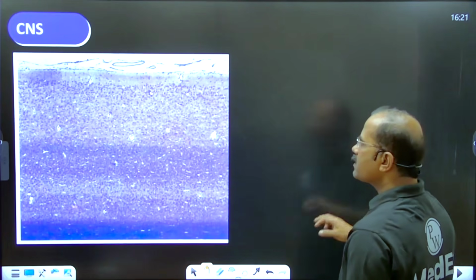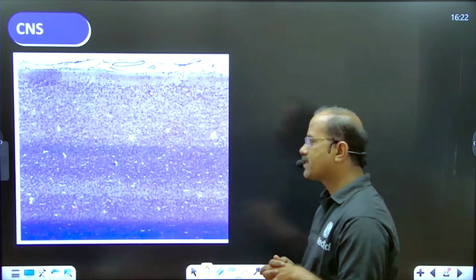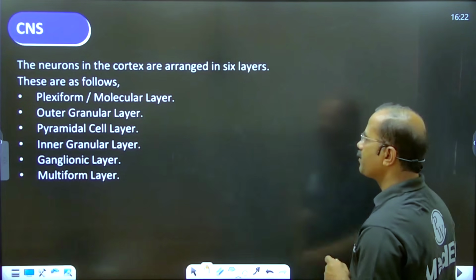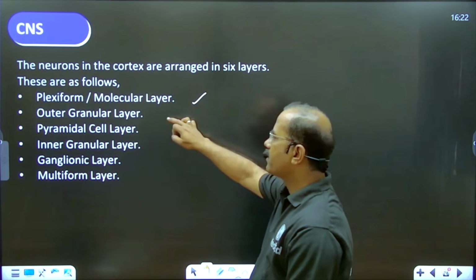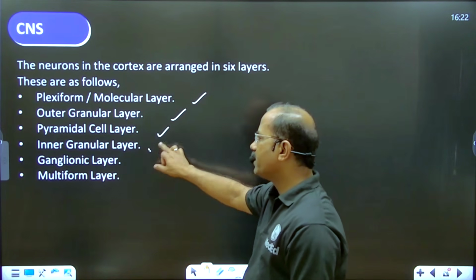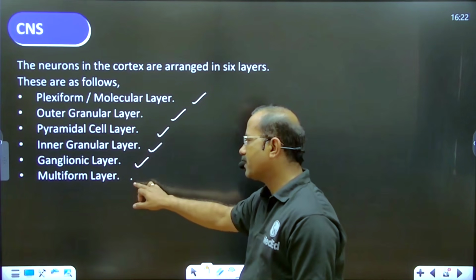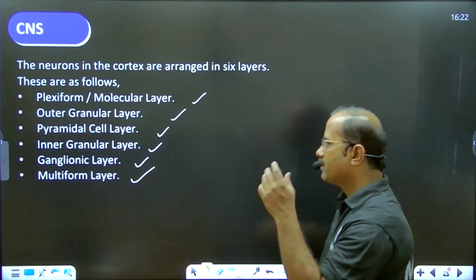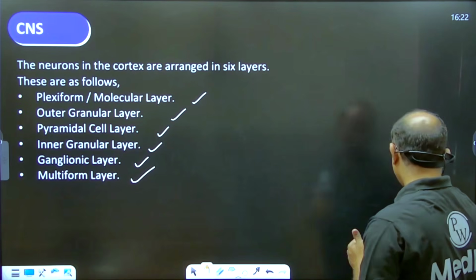Now, this is a slide of cerebral cortex. The layers of the cerebral cortex: plexiform layer, granular layer, pyramidal cell layer, inner granular, inner ganglion cell layer, and multiform layer. These are the layers of the cerebral cortex.